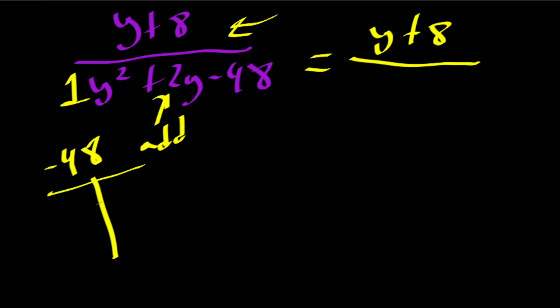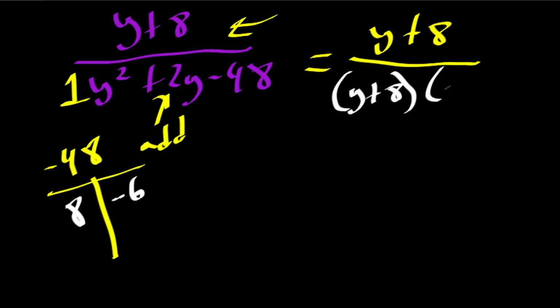All right, so now let's see. We would choose 8 and negative 6. We would need positive 8 and negative 6 to make a negative 48 when they multiply, and then 8 minus 6 is 2. So here's how it factors. We have y plus 8 times y minus 6.